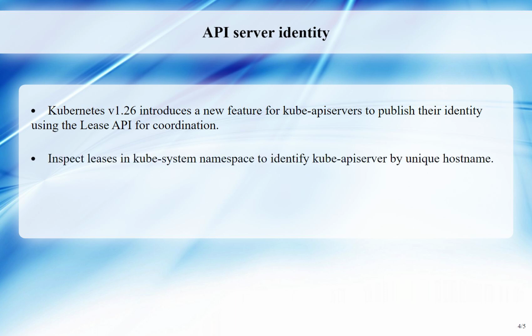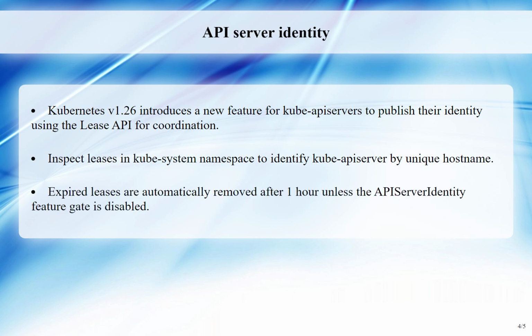Leases owned by each kube-apiserver can be inspected by checking for lease objects in the kube-system namespace or using a label selector. Each kube-apiserver should use a unique hostname, as the SHA-256 hash in the lease name is based on the OS hostname. Expired leases are garbage collected after 1 hour, and the feature can be disabled by turning off the APIServerIdentity feature gate.